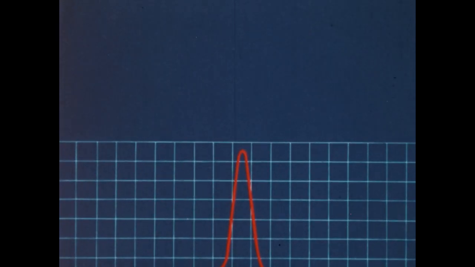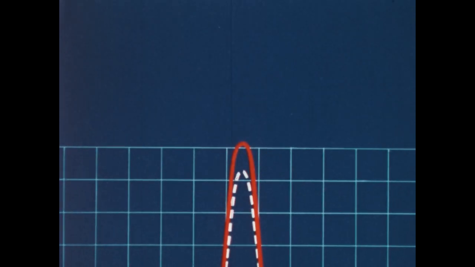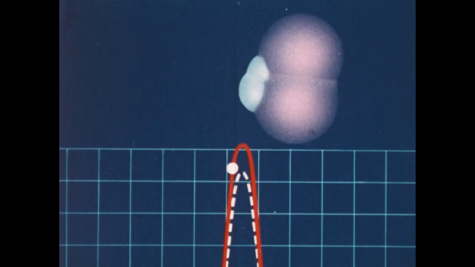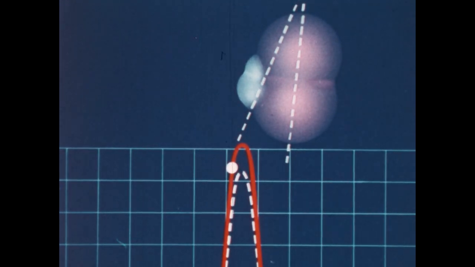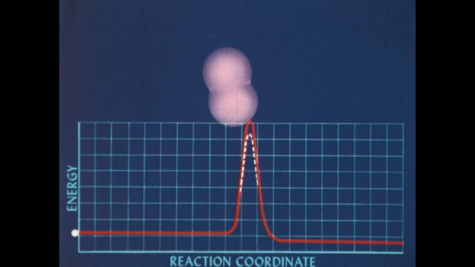For less favorable collisions, a higher barrier is encountered. Here the molecules collide at angles such as this. It is not possible to form a symmetrical activated complex, and the molecules are less likely to have sufficient energy to react.